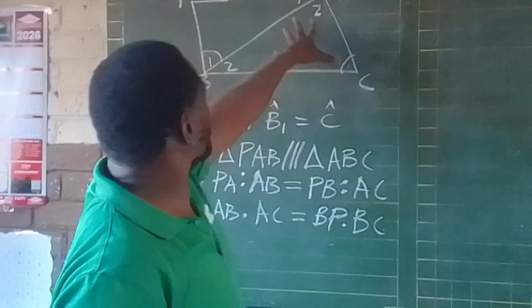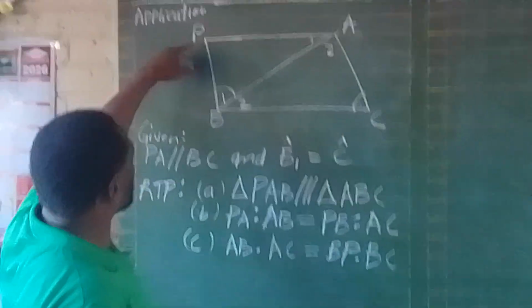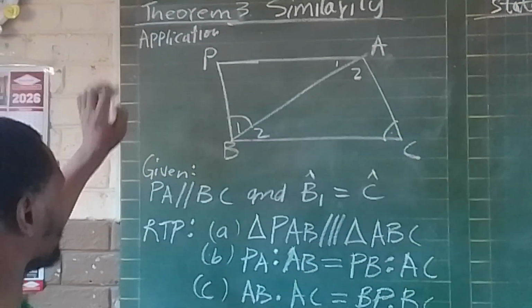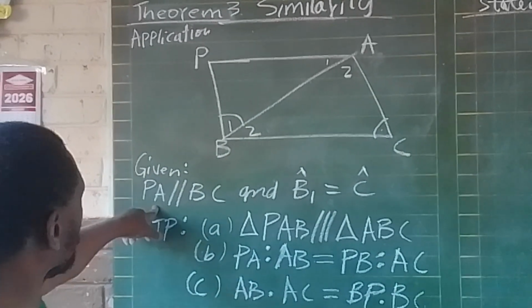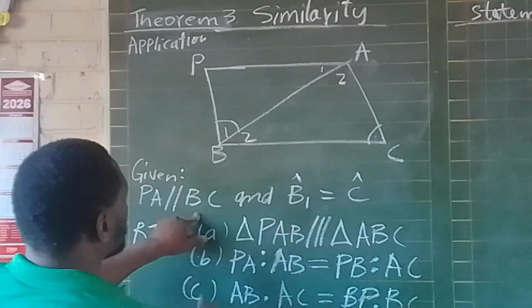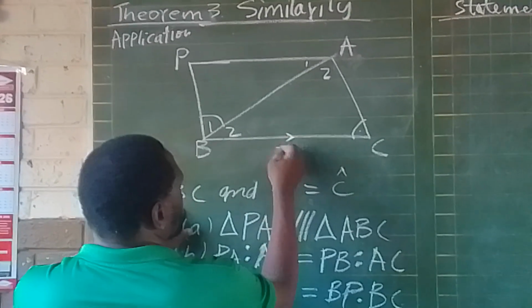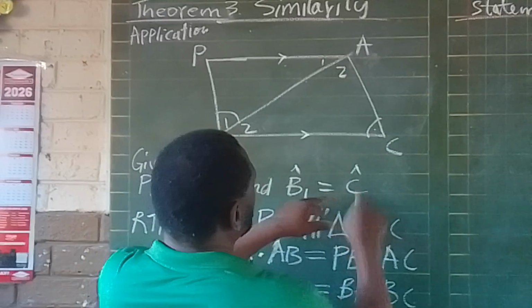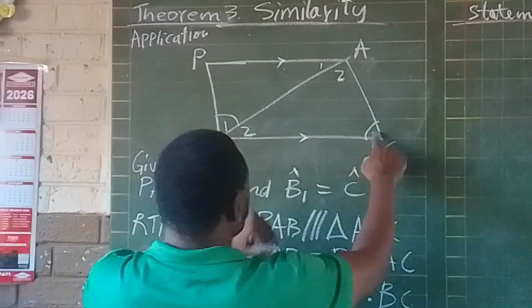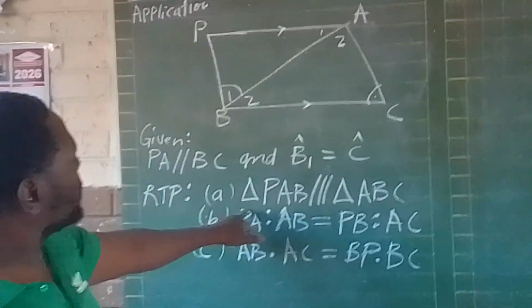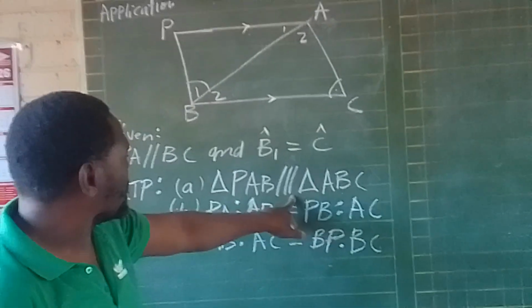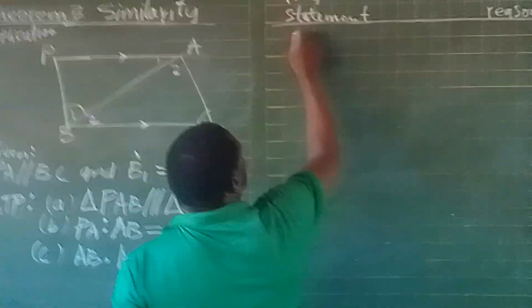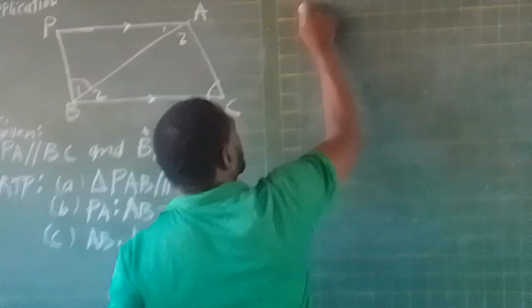So now the application of it. You are given that PBCA is a quadrilateral. You are given that PA is parallel to BC, and B1 is equal to C, as I have marked here. Then you are required to prove that triangle PAB is similar to triangle BAC. Now we come and say proof number A.